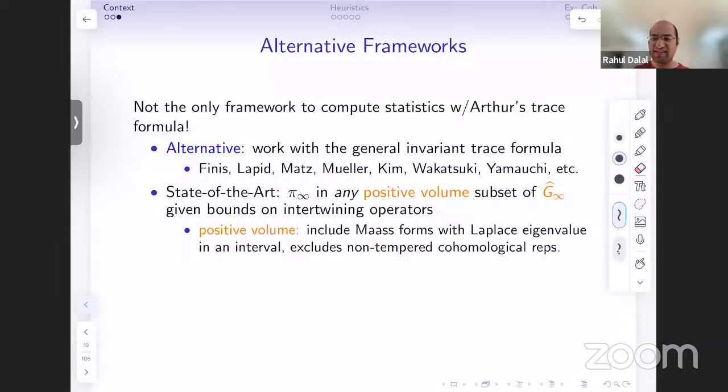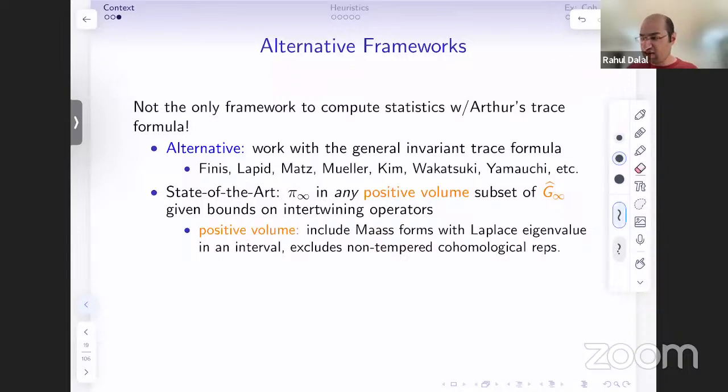Basically, one state-of-the-art thing that comes out of this strategy is that instead of fixing pi at infinity to be a single representation, you can look at pi infinity to be contained in any positive volume, or positive measure, subset of the unitary dual.